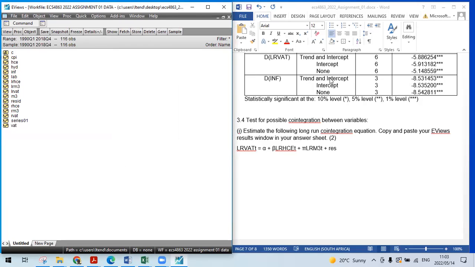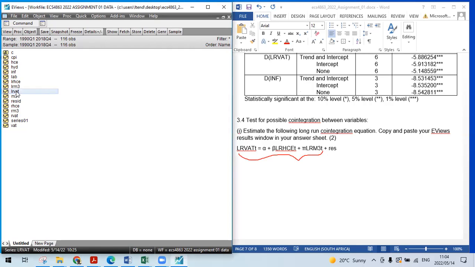Now we are given this equation. Let's do it. We start with the dependent variable. In EViews, the first variable you click is taken as your dependent variable. So in this case, our dependent variable is LRVAT. Let me click on it first.